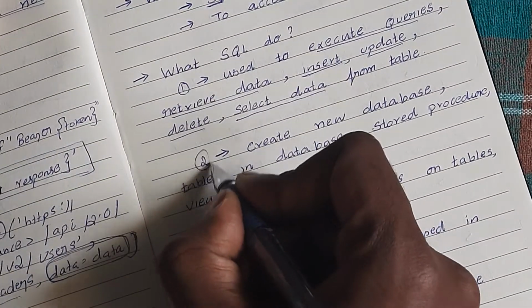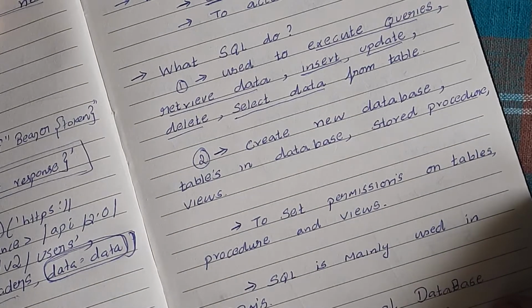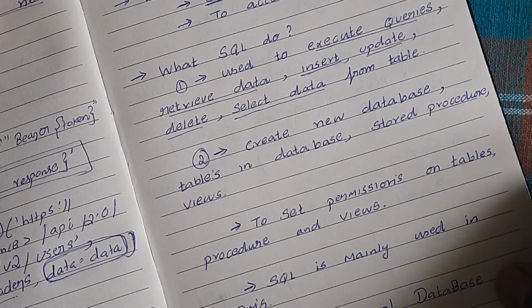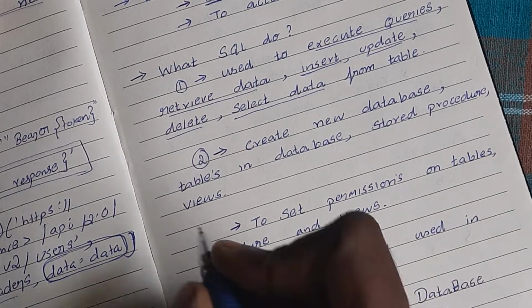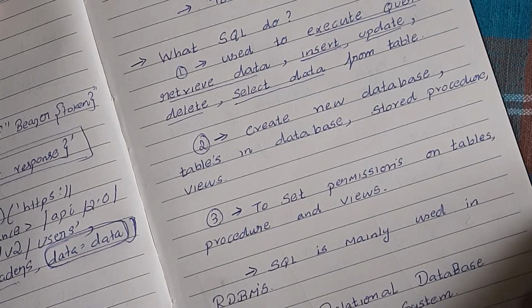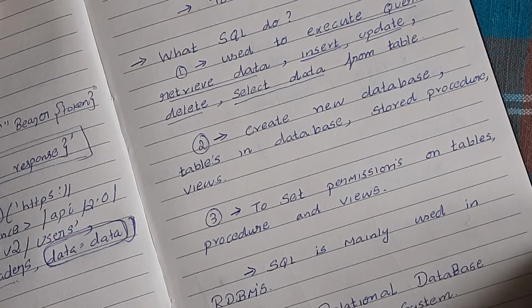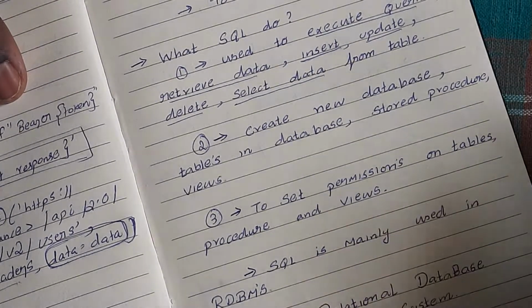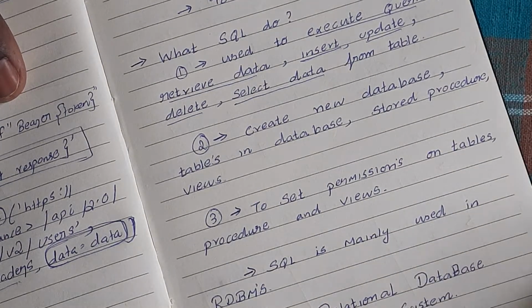Second, we can create a new database. We can create tables in the database, and also create stored procedures and views using SQL. Third, we can set permissions on tables, procedures, and views. We can set permissions like who can access the tables, so we can limit access in SQL.